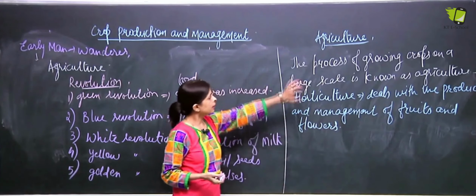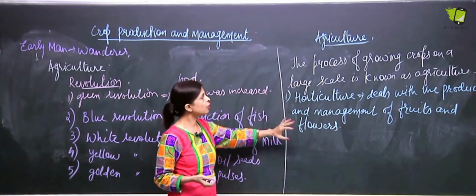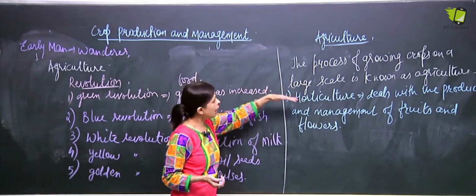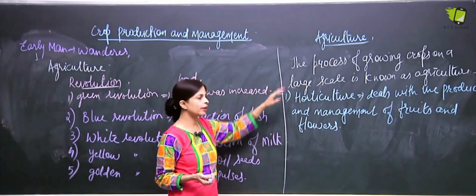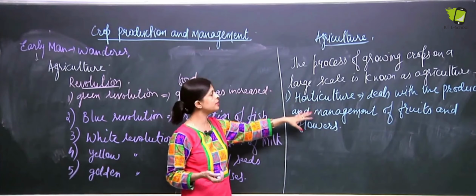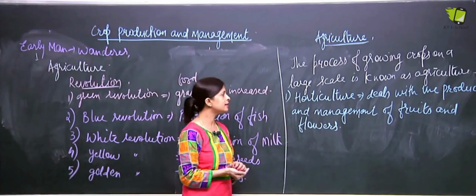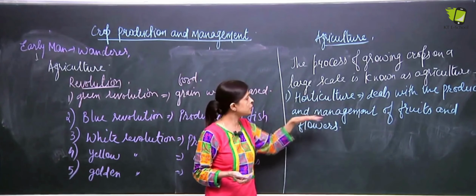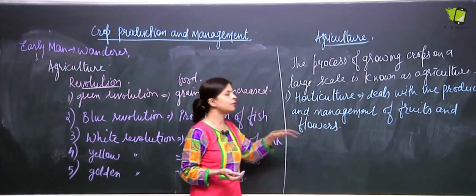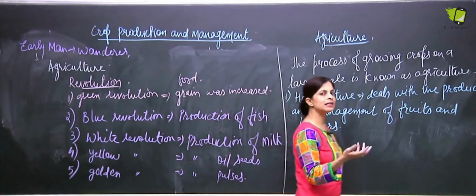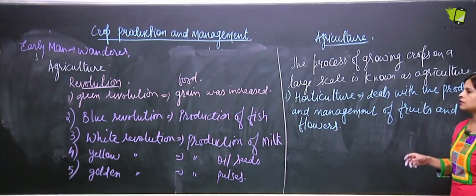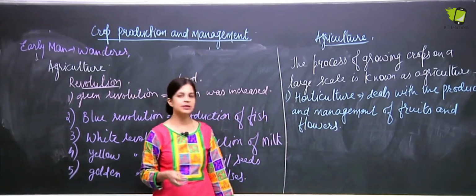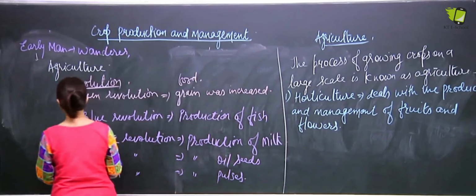Now, I'm telling about what is agriculture. We all know the process of growing crops on a large scale is known as agriculture. Now, I'm talking about the branches of agriculture. So, to start with, the first is horticulture. You all might have heard somewhere. Horticulture, it is the branch of agriculture which deals with the production and management of fruits and flowers. Now, fruits were obviously in the orchards and flowers were in the gardens. Okay, so this is a branch which deals with fruits and flowers, a very important branch of agriculture.